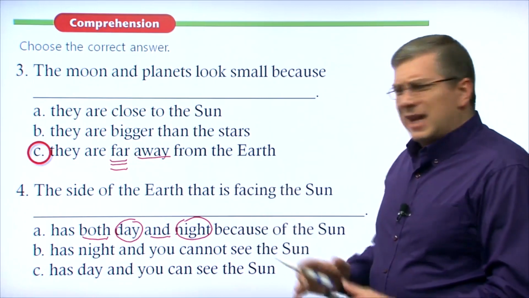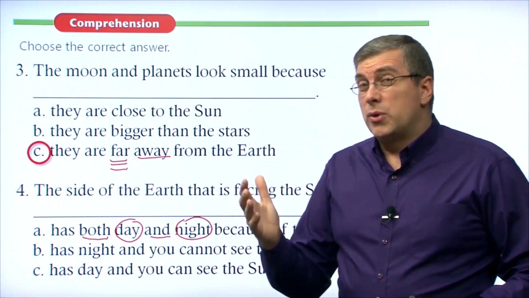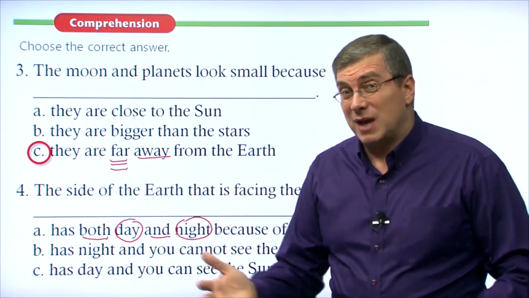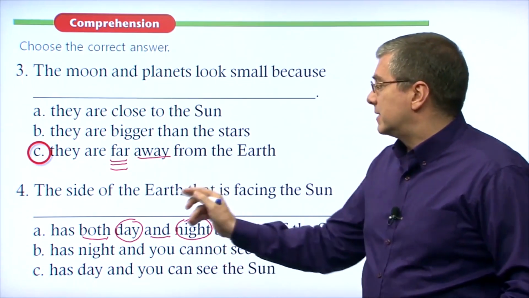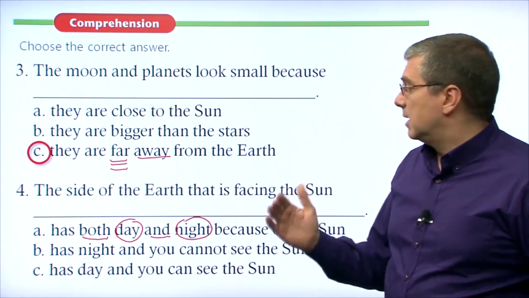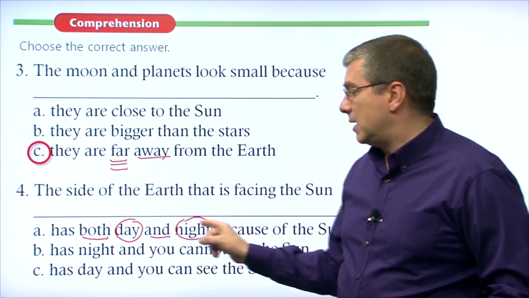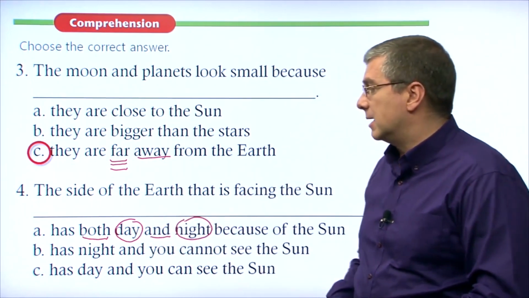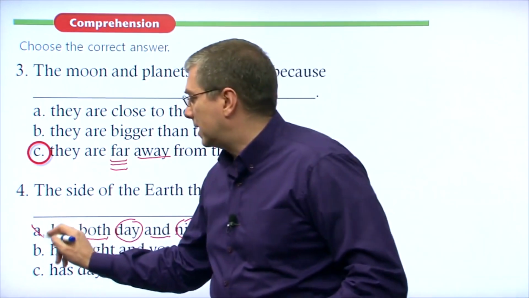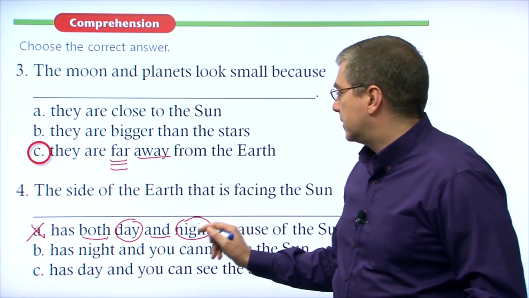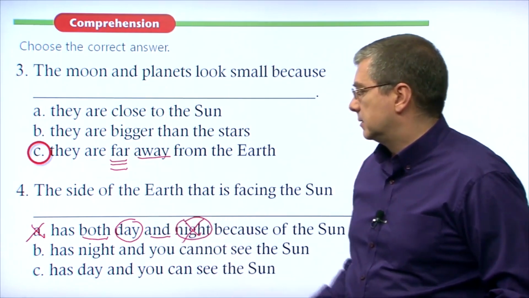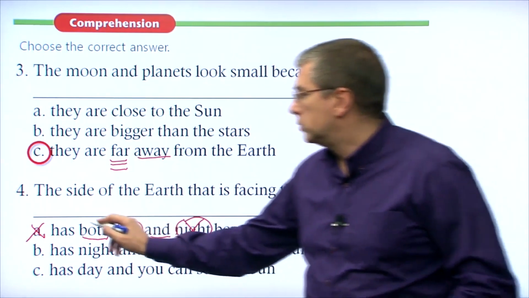Can any side of the earth have both day and night at the same time? No, you can't do that, right? The side of the earth that is facing the sun gets daytime. They don't get night. They only have day. So A is not correct. That doesn't make sense. The side of the earth that is facing the sun has only day, not night.